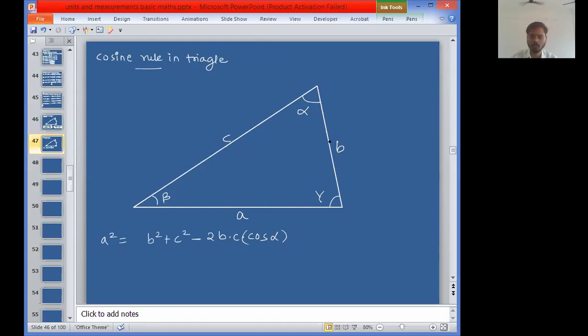Now similarly, if you want to write b square, it is equal to a square plus c square, the remaining two sides' squares, minus 2ac into cos of the angle between them. What is cos of the angle between A and C? Cos beta.